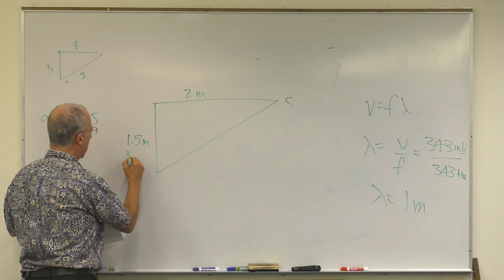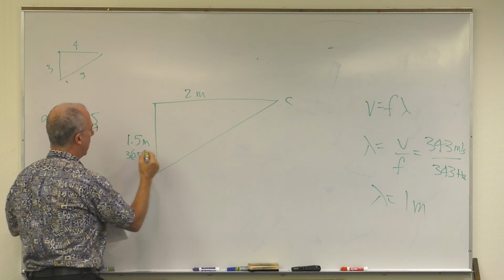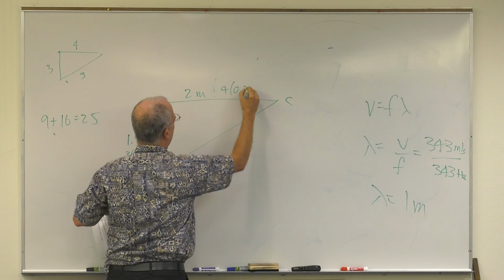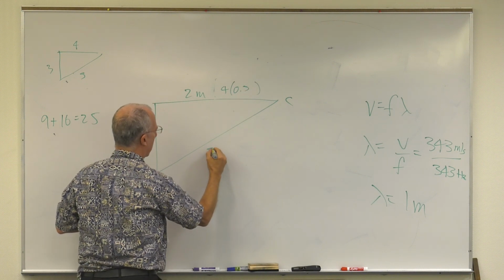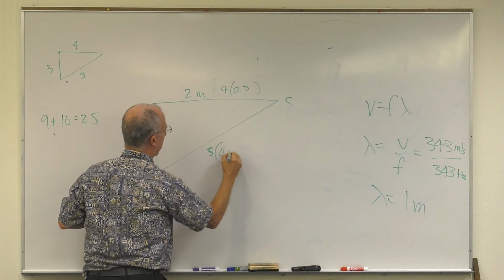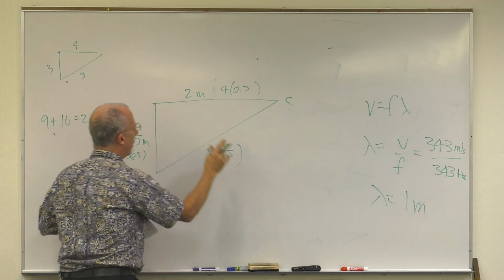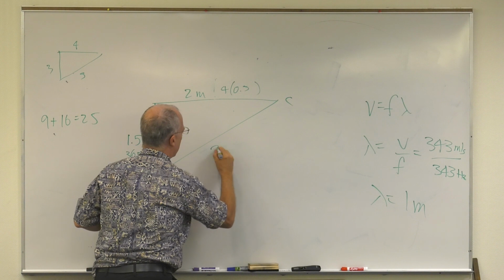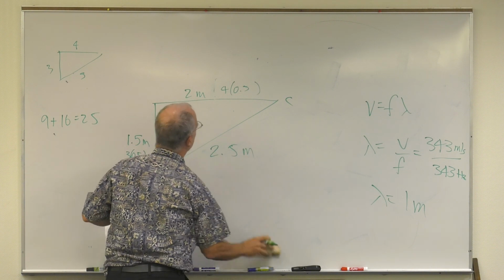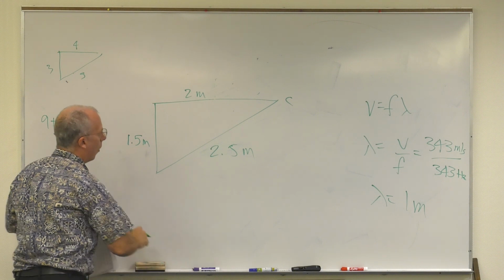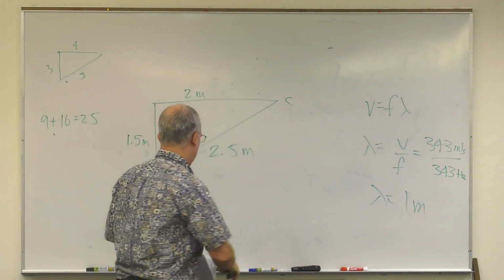This is 3 times 0.5. This is 4 times 0.5. So this has to be 5 times 0.5. So 1.5 meters, 2 meters, 2.5 meters. Good old 3, 4, 5. So what's the path difference?